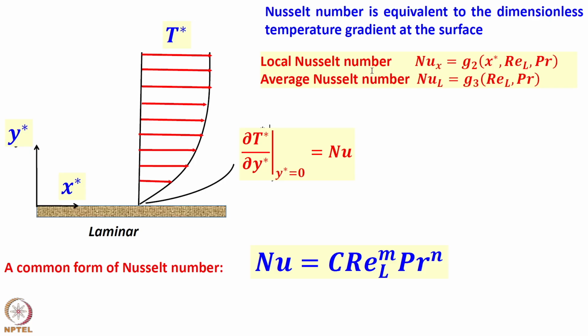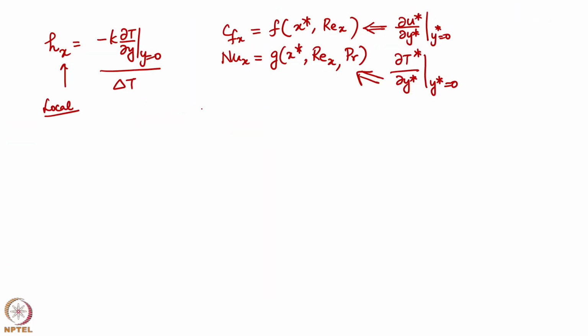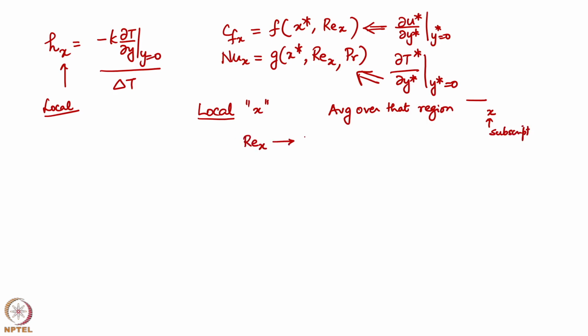So please remember, whatever is the subscript here, if I have local, that means I will have a subscript x. If I have average, I would have average over that length, that region. So you would have a bar and the subscript. Over bar would indicate average, subscript would indicate up to which location you are having. So this would be the case for Rex. Therefore you would have Nusselt number x. You would have the same thing, Cfx.